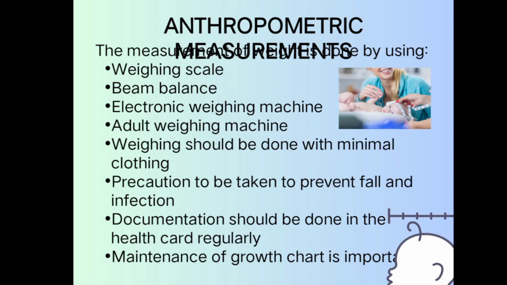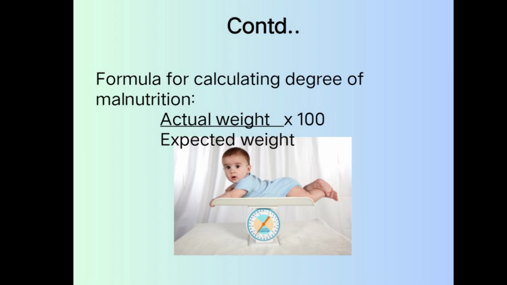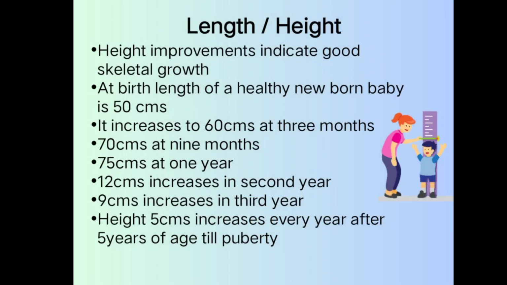Next is maintenance of the growth chart, which is very important. Once we call the child, we do the anthropometric measurement, and we have to insist the family members come again. After that, we apply the formula for degree of malnutrition, that is actual weight by expected weight into 100. By doing this, we will come to know whether the baby is having steady growth.